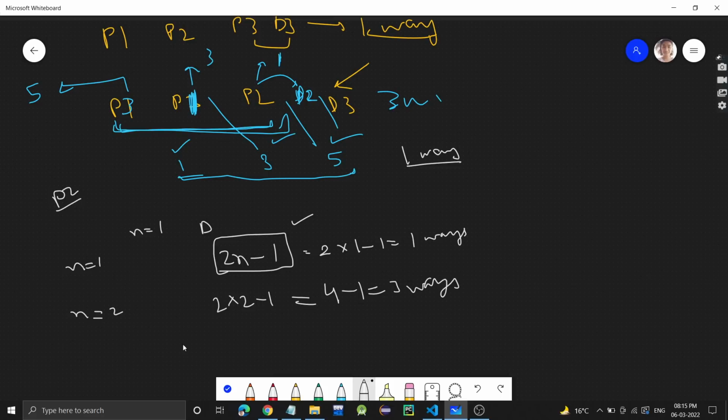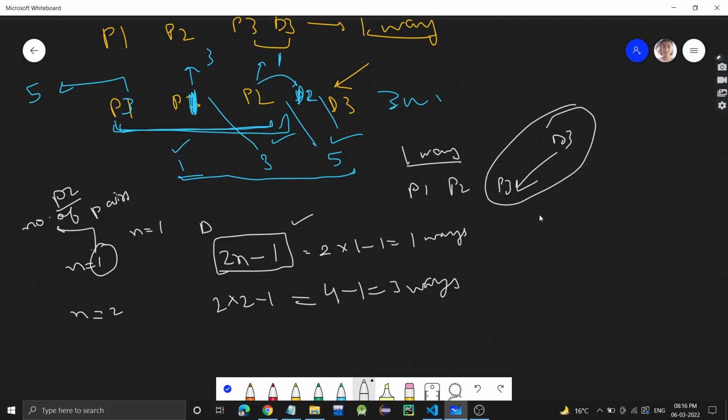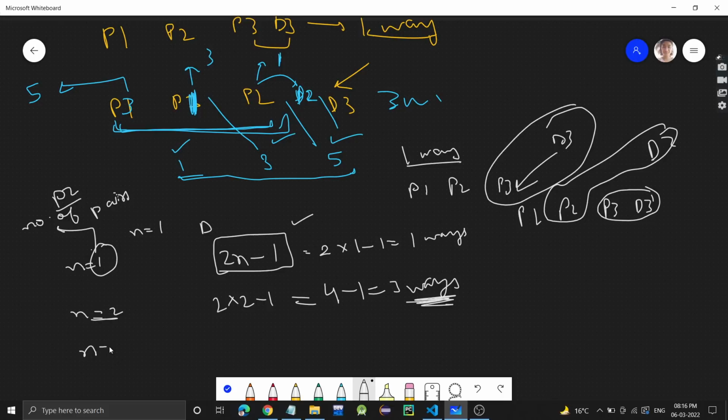And then this 1 is the number of pairs which have been placed yet. So earlier when we were placing P1, P2, P3, we were placing D3, right? So that was the first pair. Then when D3 was placed, and then we were placing D2, how many pairs will be there? 1 and this 2. So N means number of pairs, right? So then there will be 3 ways. And when N is 3, so 2 into 3 minus 1, that is 5 ways.